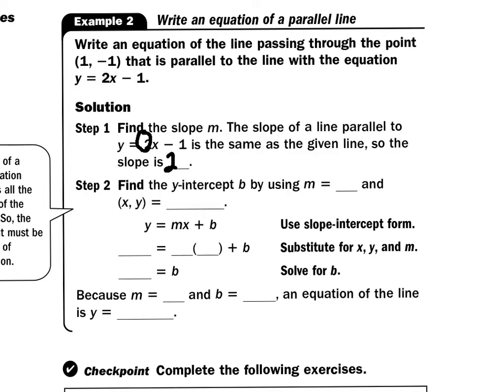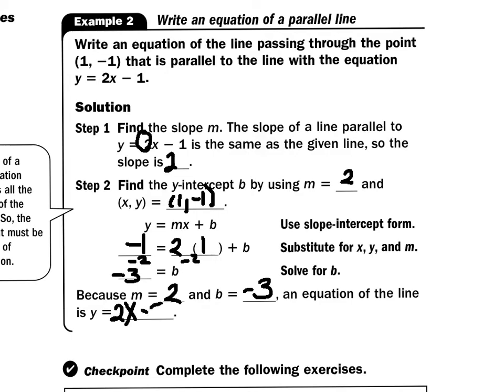Find the y-intercept b by using m equals 2 and the (x, y) as (1, negative 1). So we're going to stick (1, negative 1) in this formula. So the y is negative 1, the m was 2, the x was 1. We're going to solve for b. So 2 times 1 is 2, and then we need to subtract 2 from both sides to get b by itself. So b is negative 3. So that means the slope is 2 and b is negative 3. So y equals 2x minus 3.